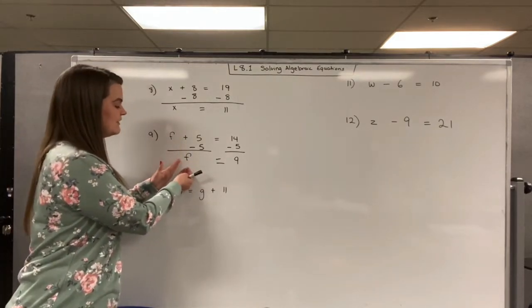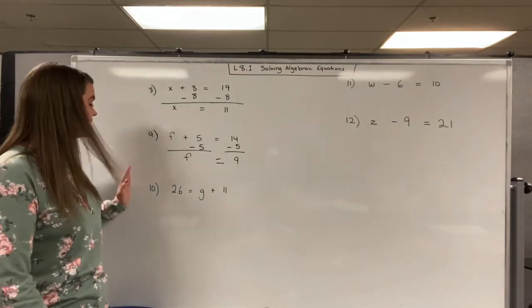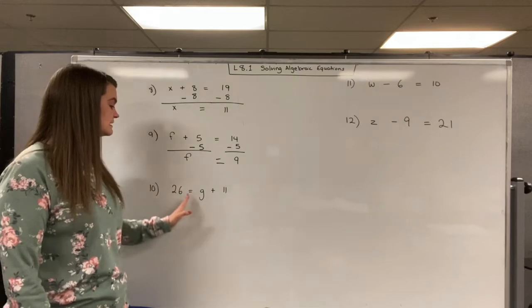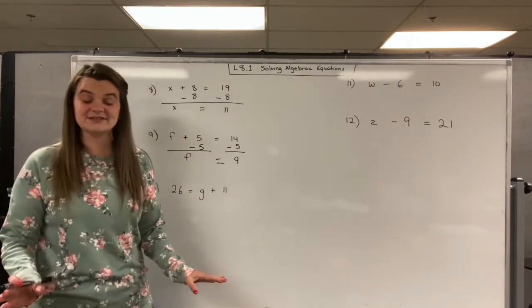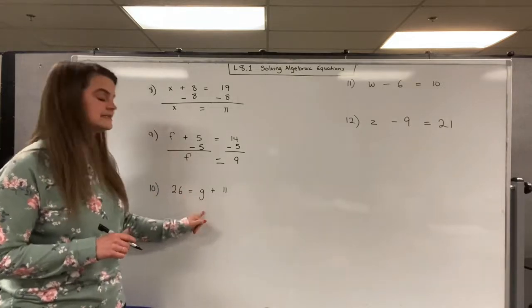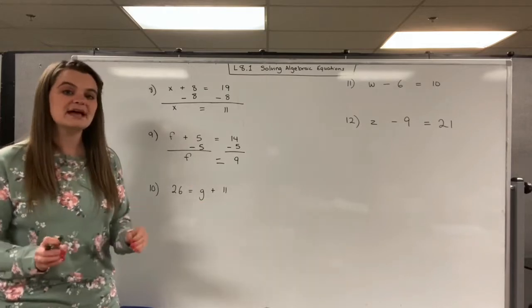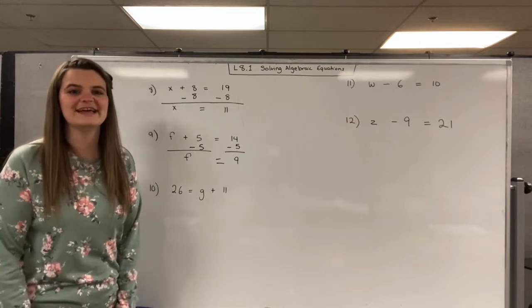We isolated the variable and we got f equals 9. Okay, for number 10, I want you to take a stab at it before I do it. 26 equals g plus 11. No, I don't want you to just write the answer down on the page. I want you to show me the steps in order to isolate our unknown, our variable, which is g here. So show me the steps that you would go through to isolate g. You can pause the video here and do that now.